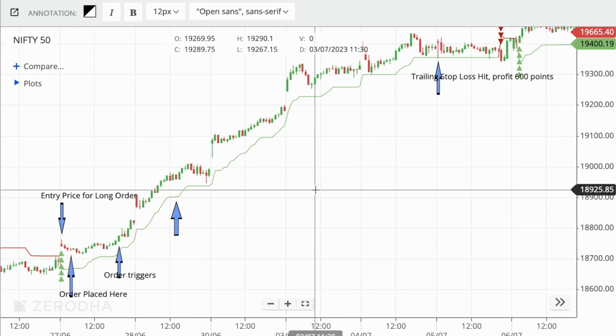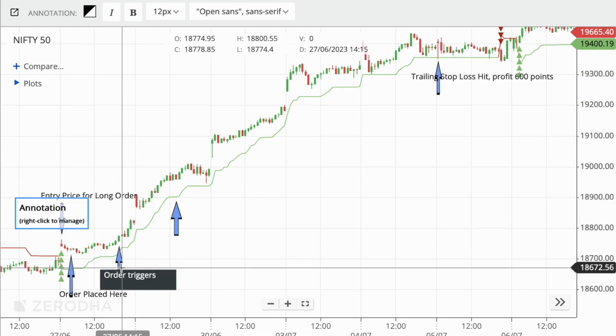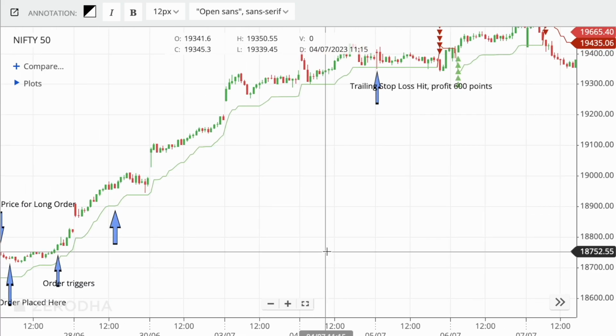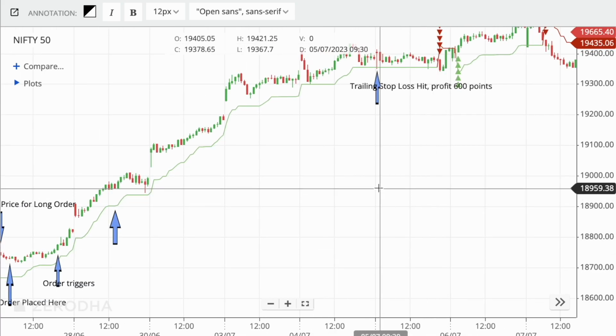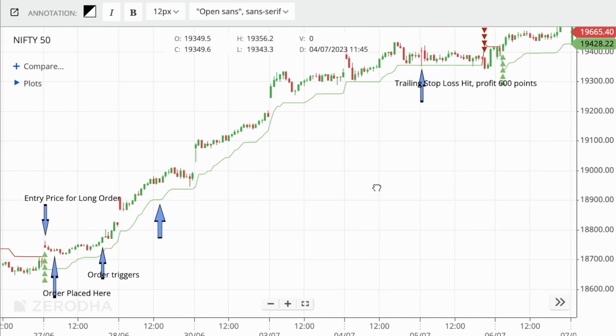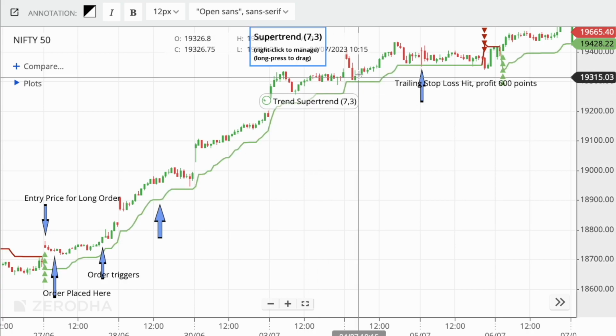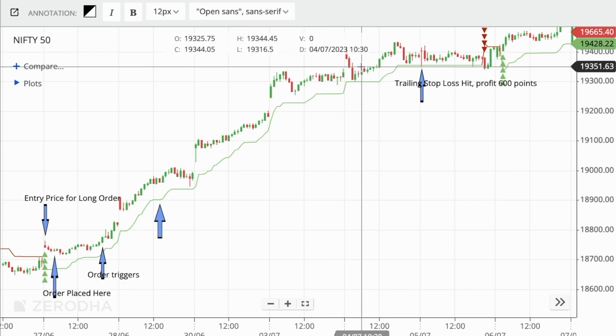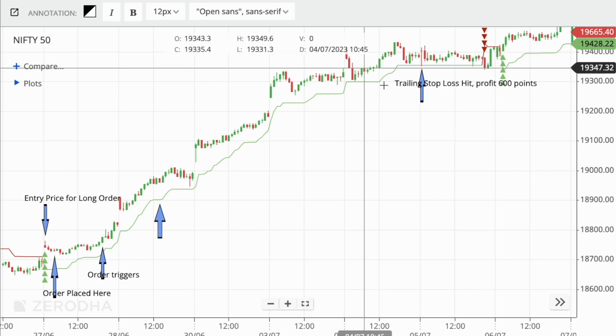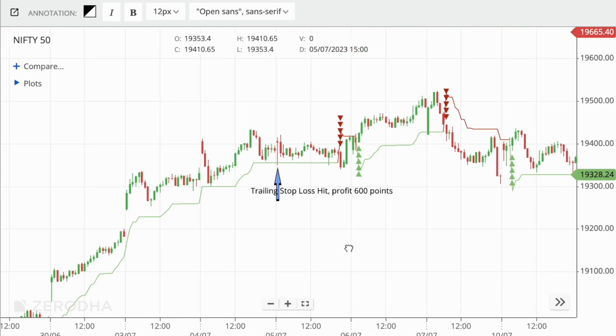So you will see for this particular trade, your entry happened on 27th of June and you exited on 5th of July here. And if you just subtract these prices, your entry was somewhere around 18,768 and your exit was somewhere around 19,351. So it is approximately a 600 points profit trade.